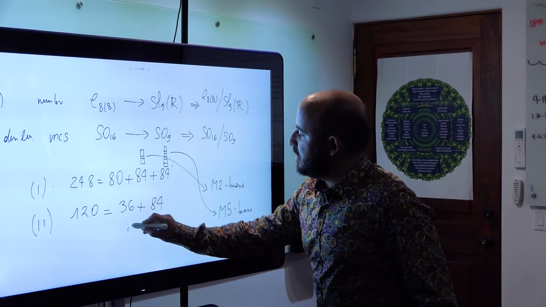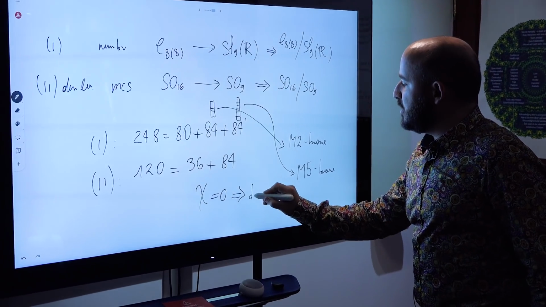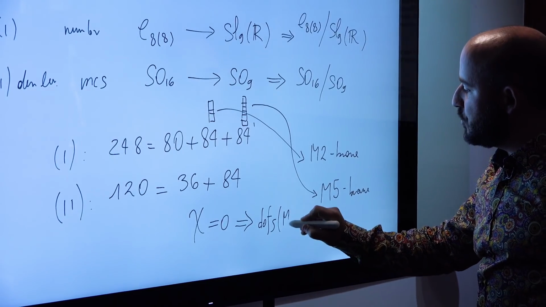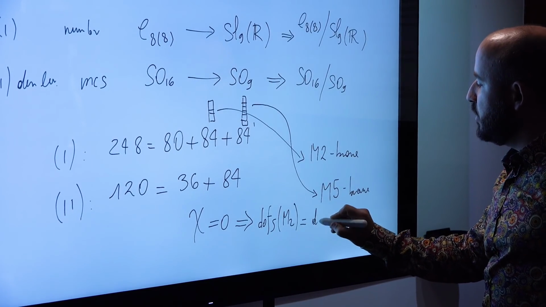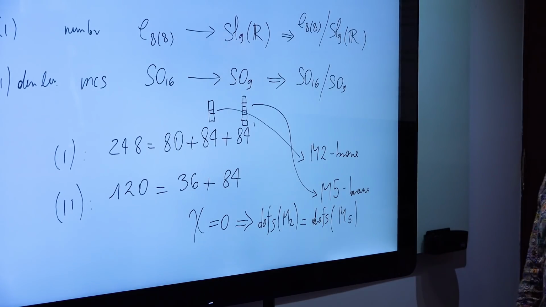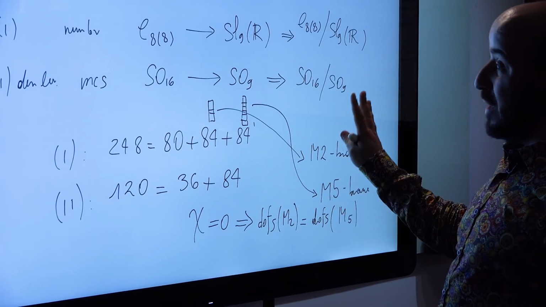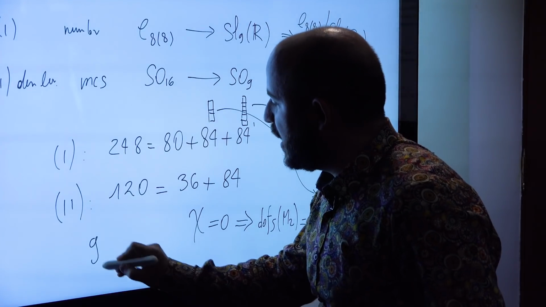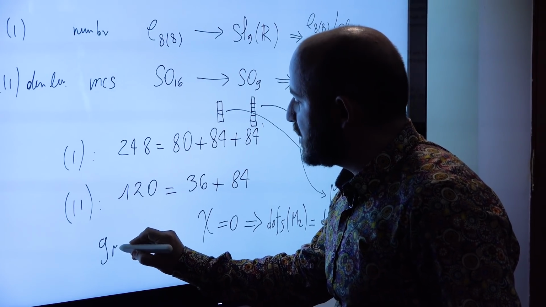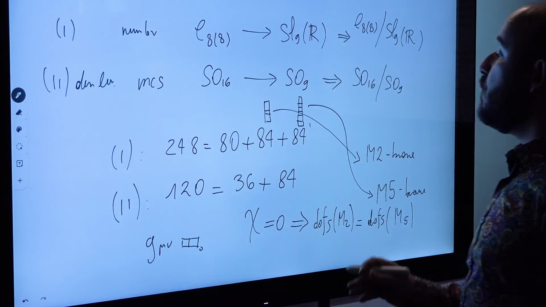As I told you, the fact that chi is equal to 0 is such that essentially the degrees of freedom of the M2 brane are equal to the degrees of freedom of the M5 brane. So essentially this gives the bosonic content of M theory in terms of forms. Then, of course, in M theory there is also a metric, which is a symmetric traceless tensor. Where does it come from?